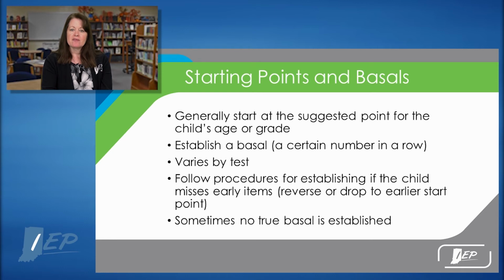Subtests generally will have a suggested starting point, either based on the age or the grade of the child, or we'll just start at number 1. A lot of them will have a certain number of items after teaching items that we can just skip, as long as the student does well where we start. So the basal may be getting the first 2 items correct. It may be getting a certain number of items correct with full credit, as opposed to partial credit. It may be a number in a row that are correct.